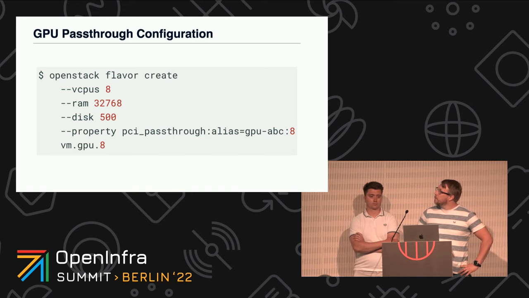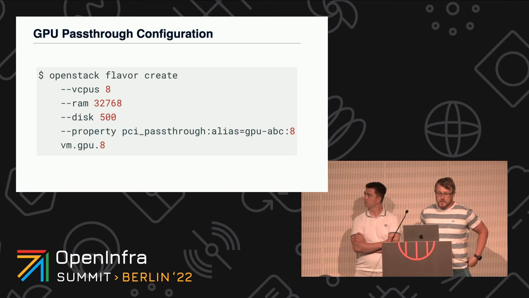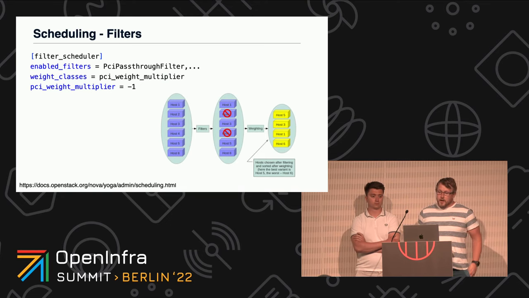Once you have that, we obviously need a flavor. You can just create a basic flavor, but it does need a property, and the property, as you see here, is PCI pass-through, and again, that alias, so it knows what it's referencing. And then we also configure the number of devices we want to pass through. In this case, we're passing through all eight GPUs in that box. So now we have a flavor and OpenStack's configured. How does the scheduling actually work?